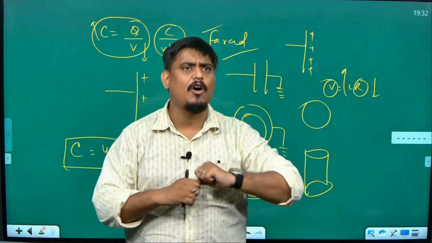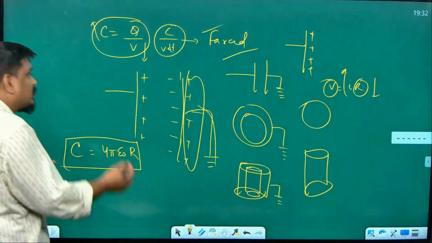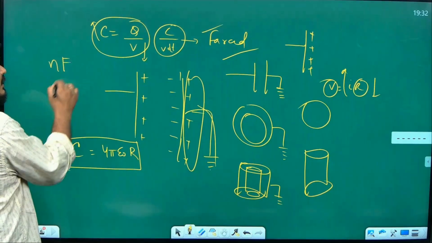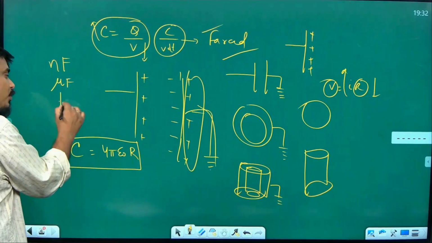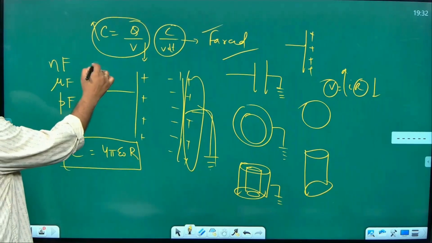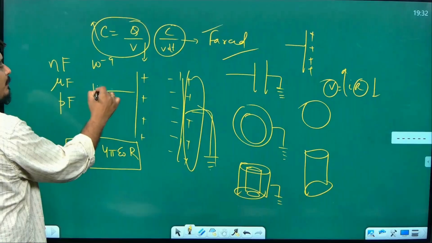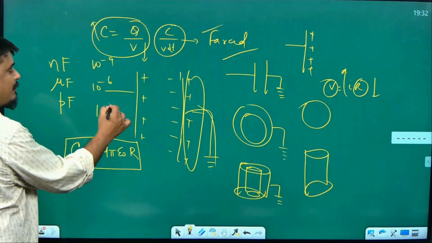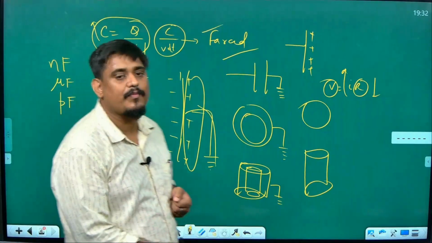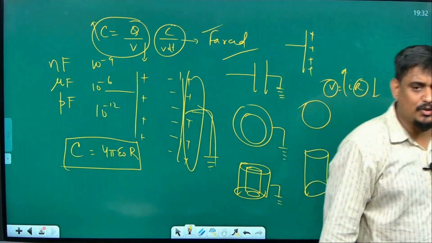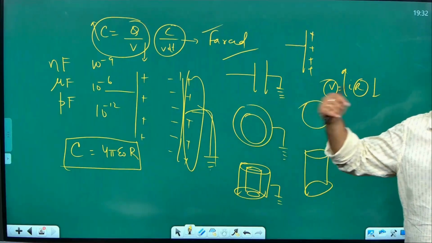So we always talk about capacitance in terms of nanofarad, microfarad, picofarad, which is 10 to the power minus 9, 10 to the power minus 6, 10 to the power minus 12. Isn't it? So up to here we have seen till the previous class.